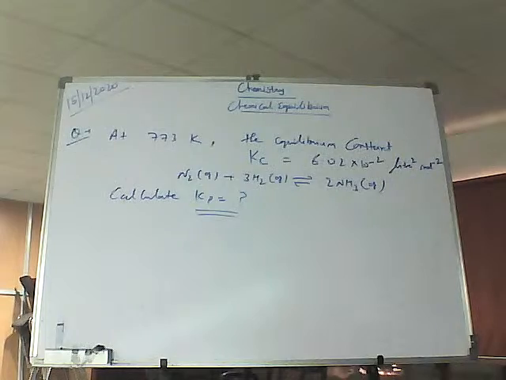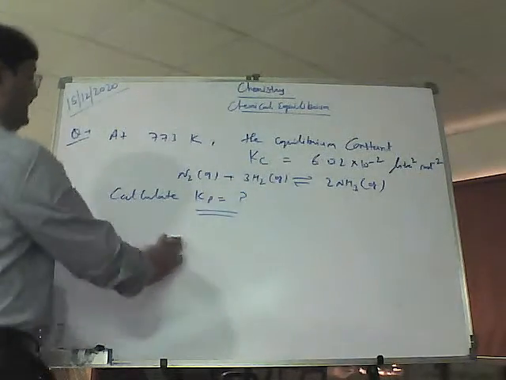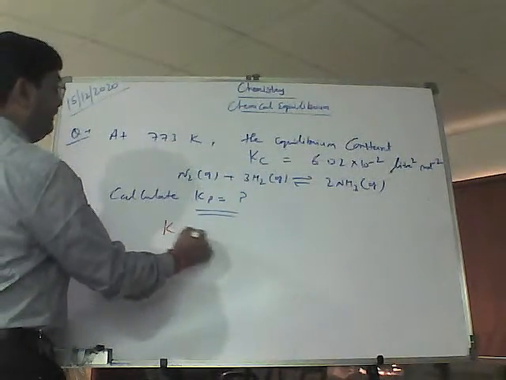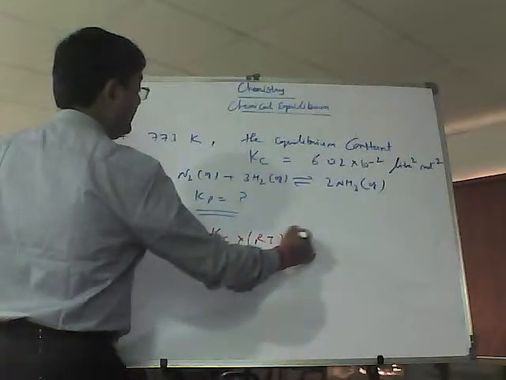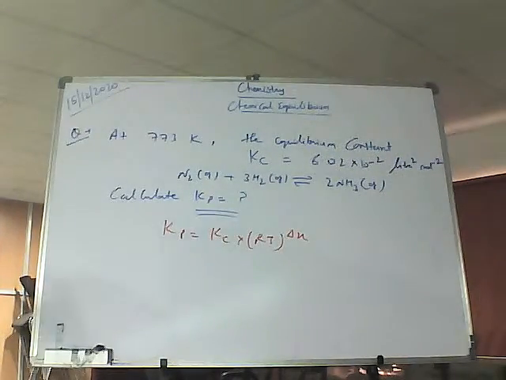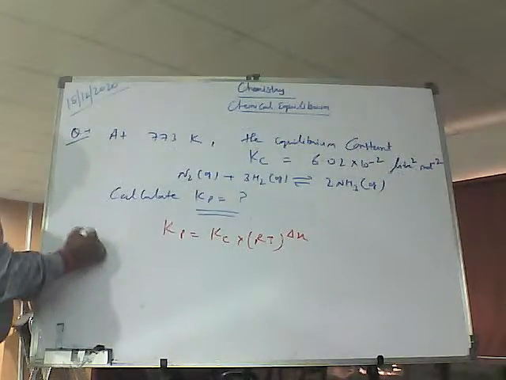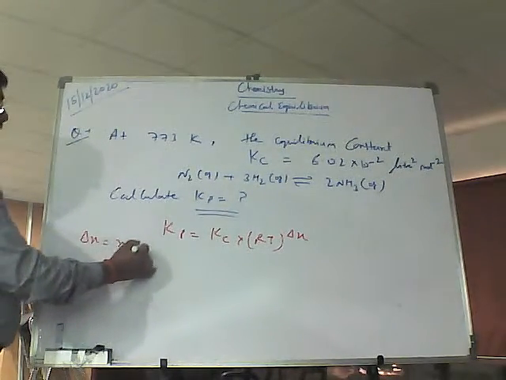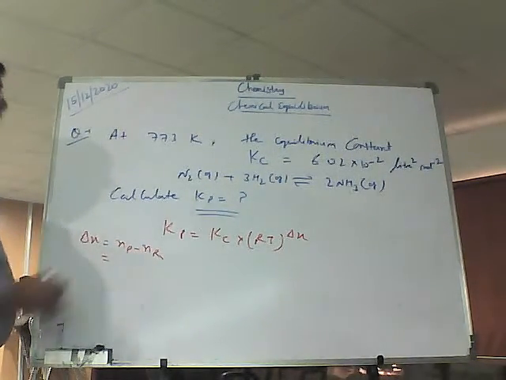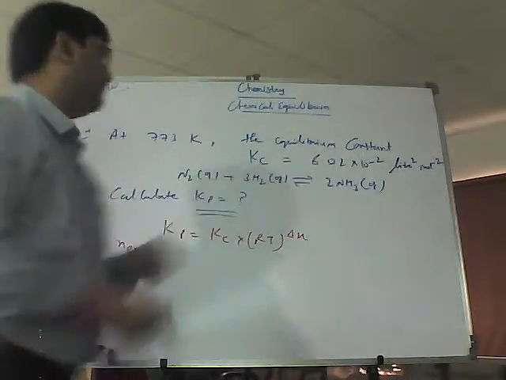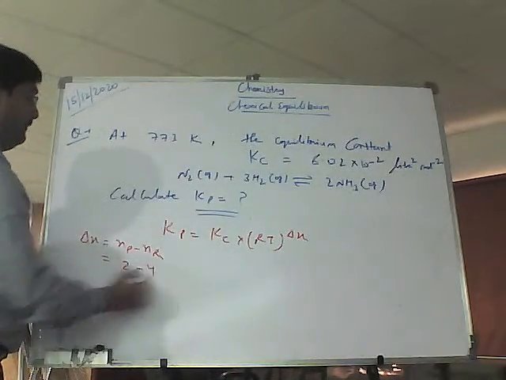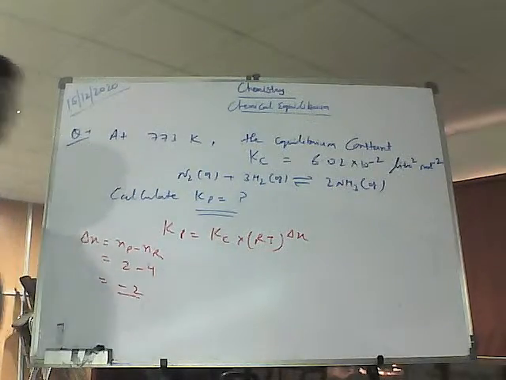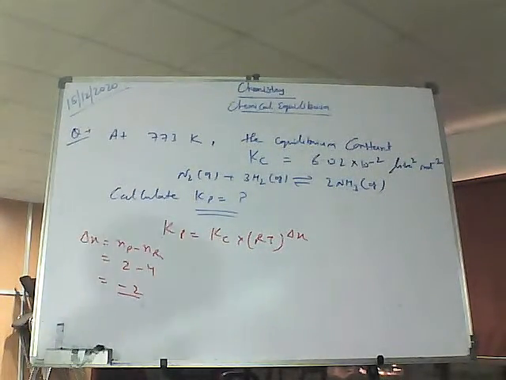So let me tell you the first question, how you will solve it. What is the relation? The relation is Kp is equal to Kc into RT power delta x. First of all we have to find the value of delta x. So delta x is equal to Np minus Nr. How many moles of the product? The number of moles of the products is 2 and the number of moles of the reactants is 4. So what is the value of delta x? It is -2. The value of delta x came -2.